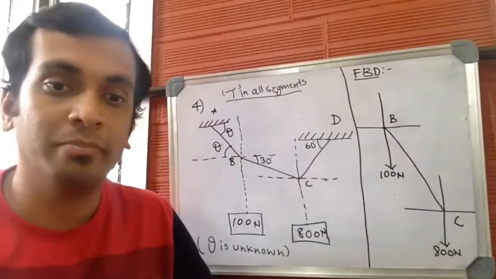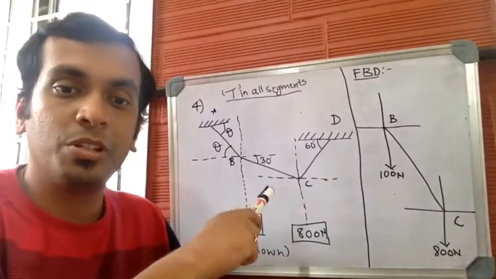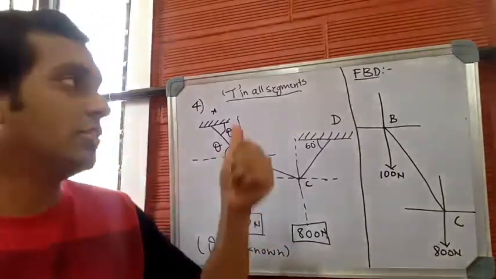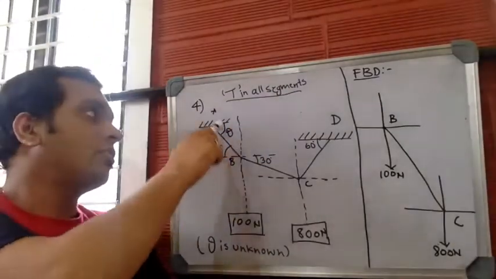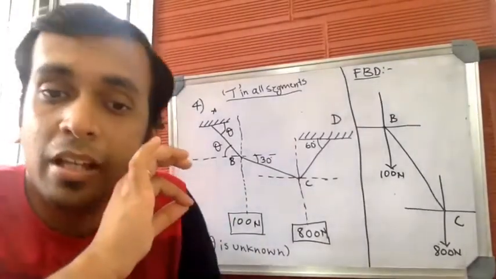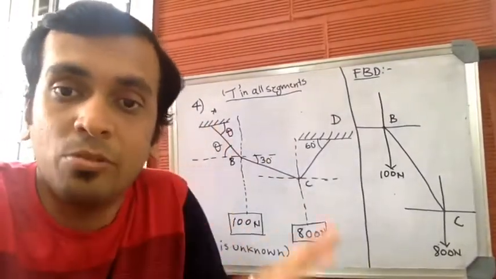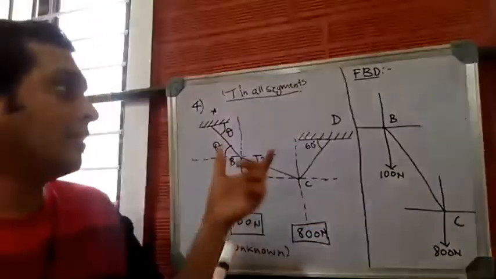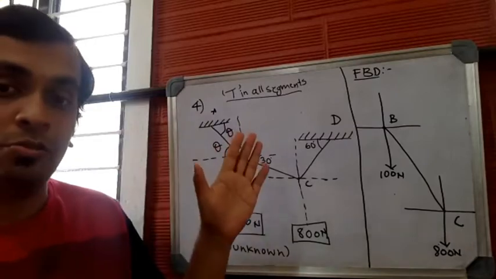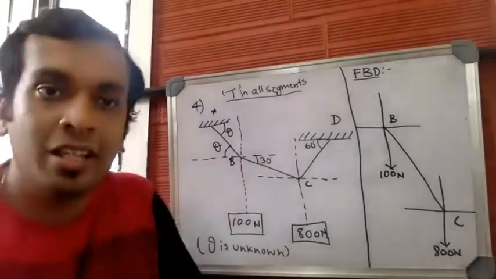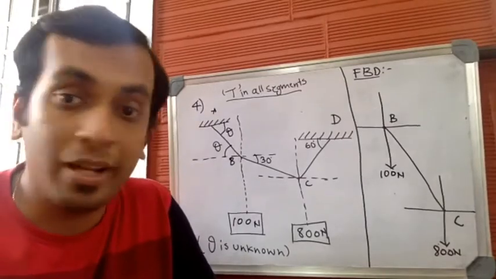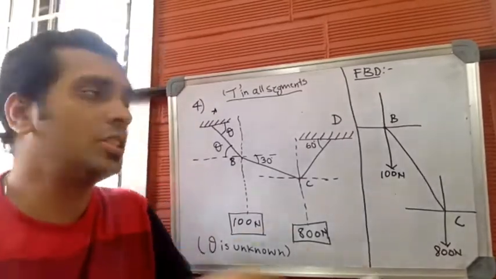The unknown is the same. So what is the difference between this particular problem and the previous problem which we went through in the previous video? The difference is this. Here, the inclination of the extreme segment is not given, whereas in the previous problem, the inclination of all the segments was given. But here, the inclination of the left extreme segment is unknown, which is given as theta. You don't know the inclination of the segment. This is the main difference between this particular problem and the previous problem.